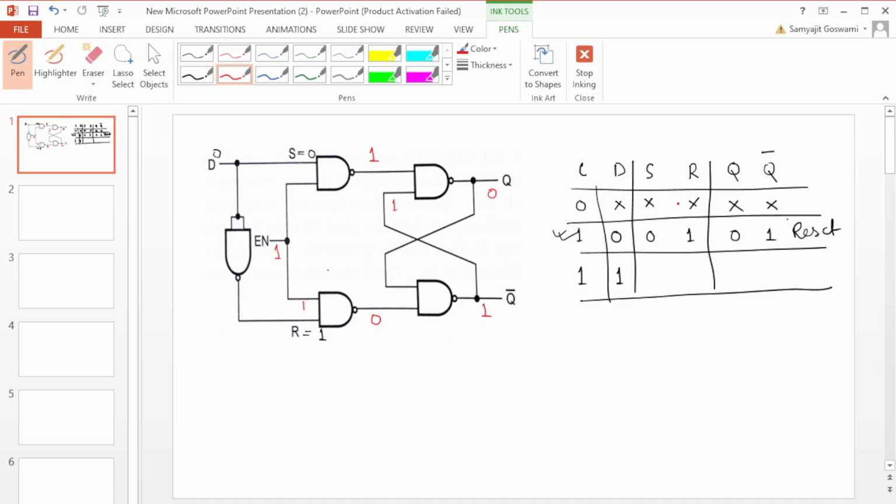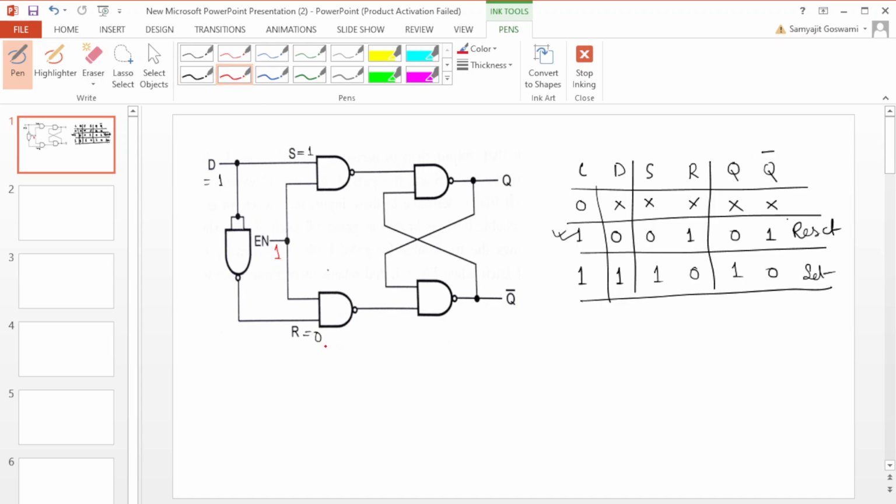Is it okay? Now I am coming to the next state. First of all, I remove all these things, then I will start the next one. Now D equals 1, so S equals 1 and R equals 0. According to the SR flip-flop rule, what will happen? It is a set condition. Set condition means Q equals 1 and Q bar equals 0. Just see whether it is okay or not.